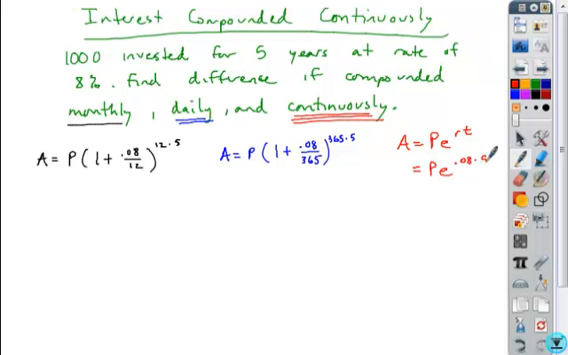Okay, so for each of these, what value is P? P is the original principal, the original amount invested. So we'll replace P with 1,000 in each of these cases.